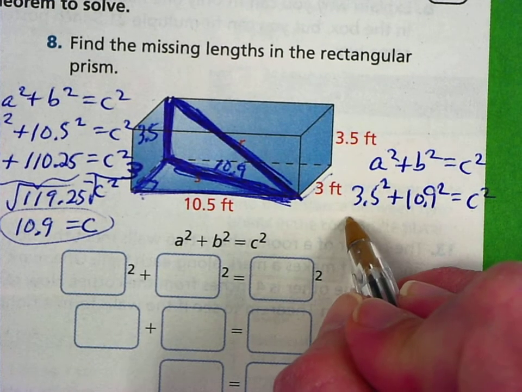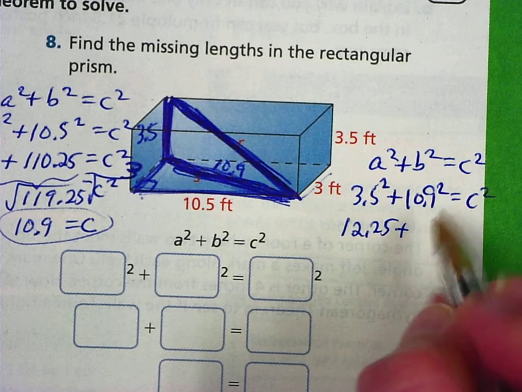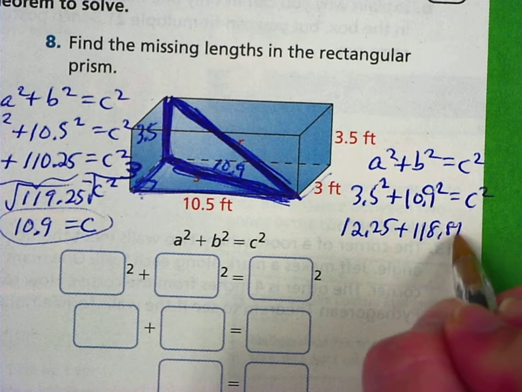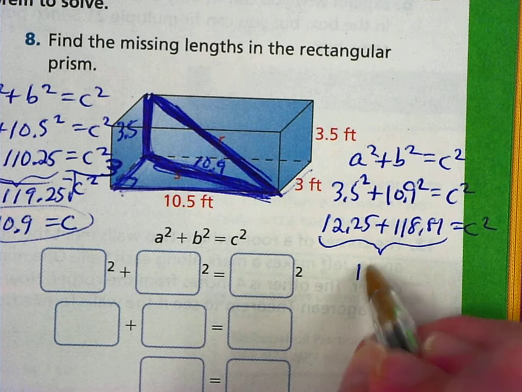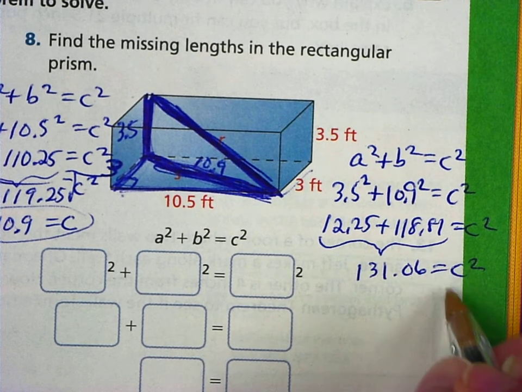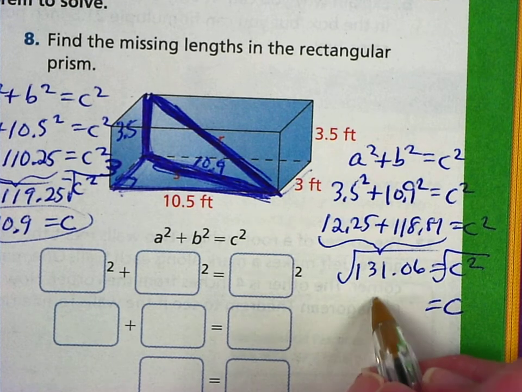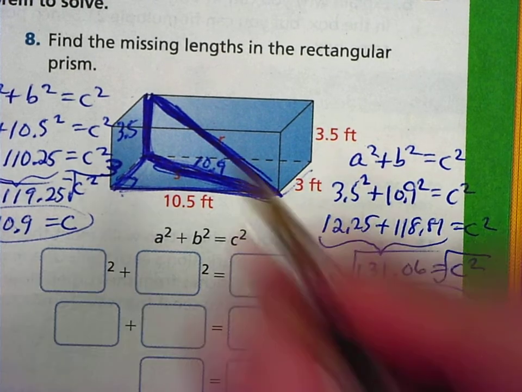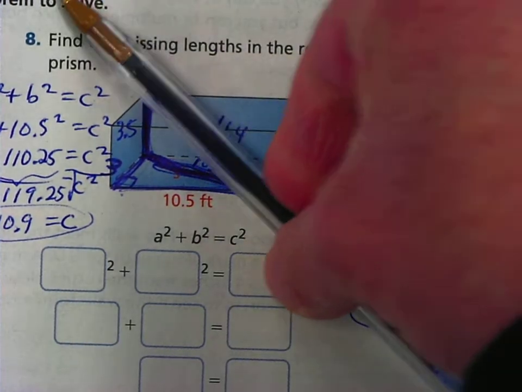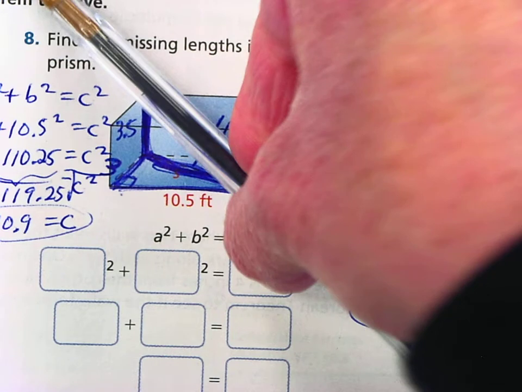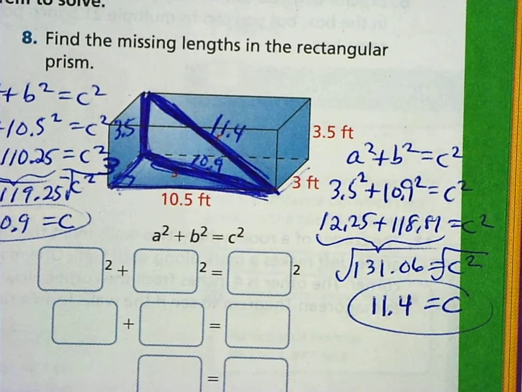So now 3.5 times 3.5 is 12.25. 10.9 times 10.9 is 118.81. Now I'm going to add these two together, and I get 131.06, and now I'm going to square root both sides because I just want c, not c squared. So the square root of this number, if I round to the tenths place correctly, is 11.4. So folks, you can see that this diagonal, if I place my object from the top of one corner to the bottom of one corner, this is the longest side inside of a shipping box, a three-dimensional rectangle.